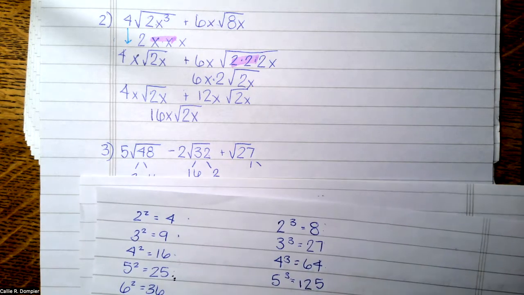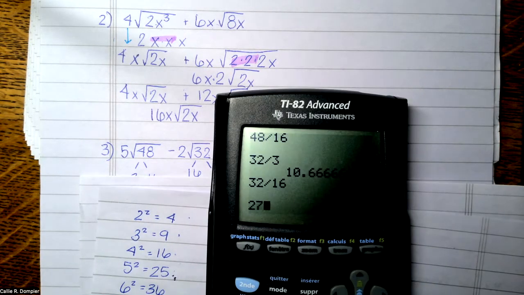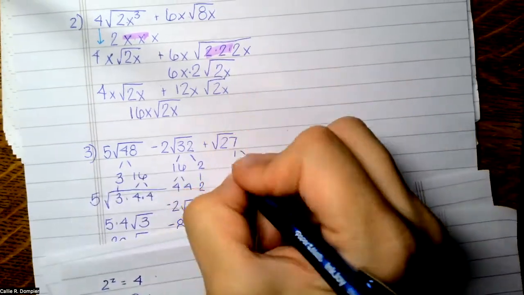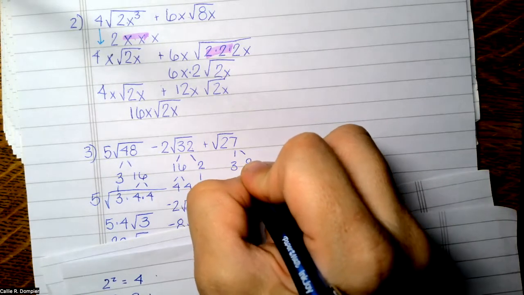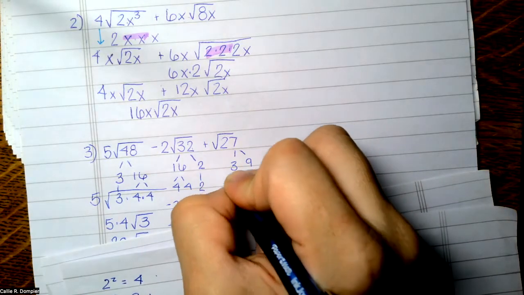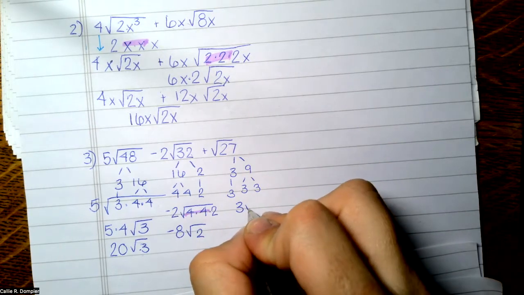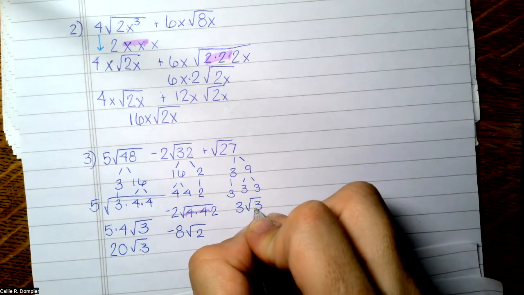27. 27 is not a perfect square. Can I divide it by 9? Yes, I can. 27 divided by 9 is 3. So 27 becomes 3 times 9. 9 becomes 3 times 3. So that becomes 3 square root 3.